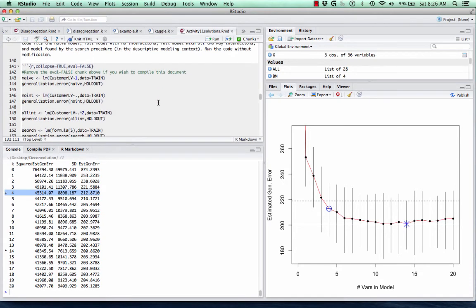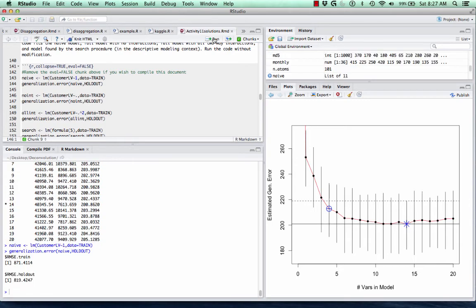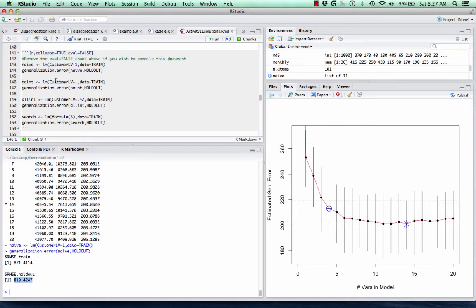All right, so we have a bunch of models for us to run, and the command that we can use to check the actual error on that holdout sample is called generalization.error, specifying the name of the model and the name of our holdout sample. If we use no model whatsoever, the typical error on the holdout sample is $819. So that's basically our baseline. Our models better beat that by quite a bit, otherwise what's the point of doing modeling?